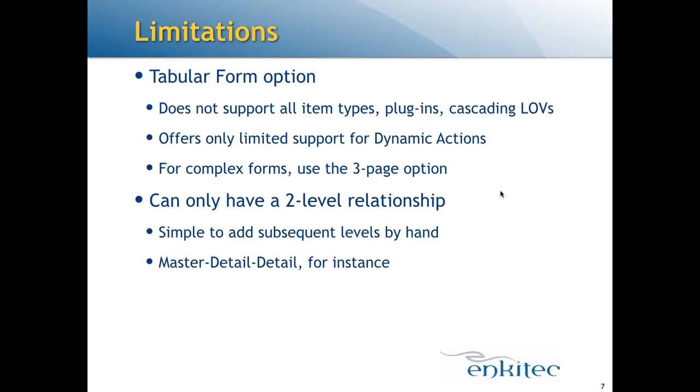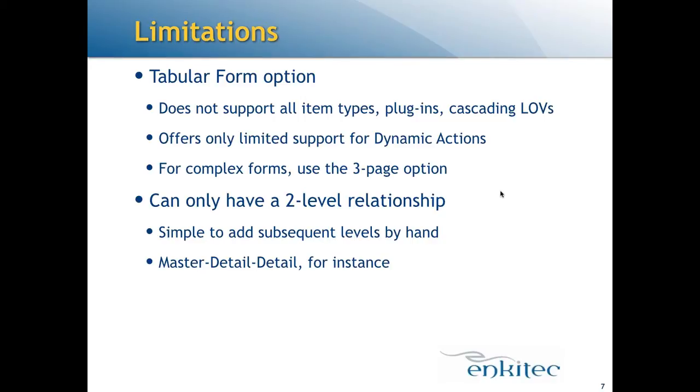A couple limitations I want to point out. A lot of folks are going to be tempted to use that tabular form option, the two-page layout. And of course, that's attractive because our end users love tabular forms. They can see lots of rows of data and manipulate them directly. But keep in mind there are some limitations with tabular forms. First of all, they don't support all of the item types that you use in Apex. Also, they don't support plugins, and they don't support cascading LOVs, all of which you get with a standard form, no problem. Also important is that dynamic actions don't really work well with tabular forms.